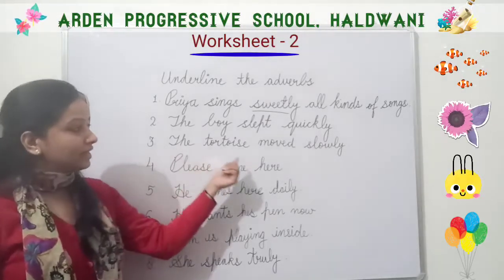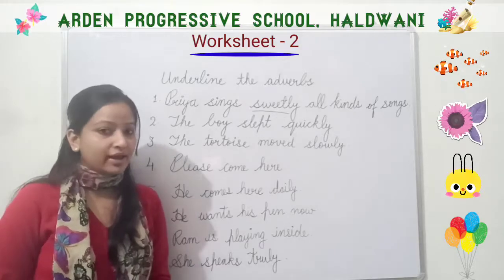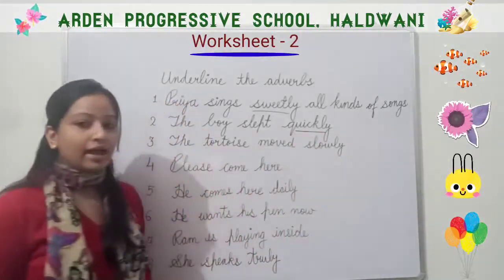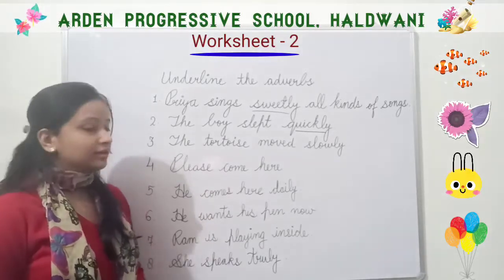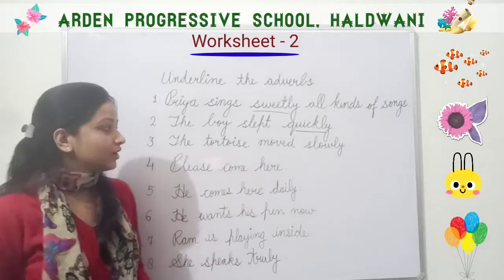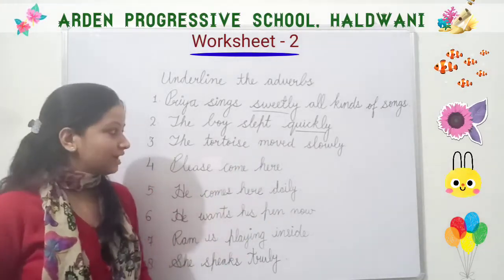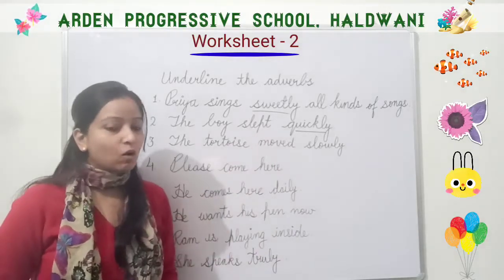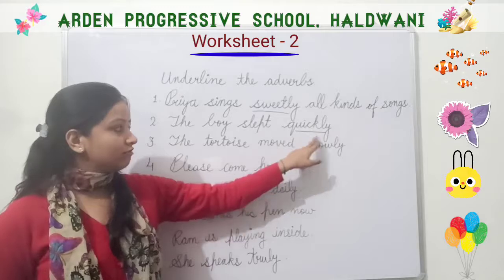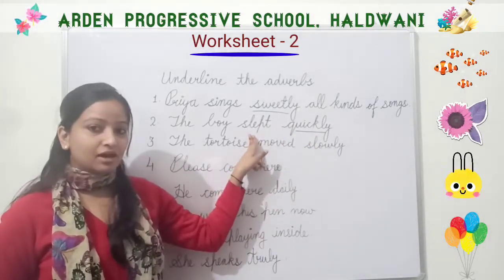The boy slept quickly. So we know that adverbs of manner end in ly. So it is pretty much clear that quickly is here an adverb. And the second thing is adverbs modify the verb. So here which one is the verb? Slept. Slept is an action word, hence it is a verb. So here this word quickly is modifying the word slept.